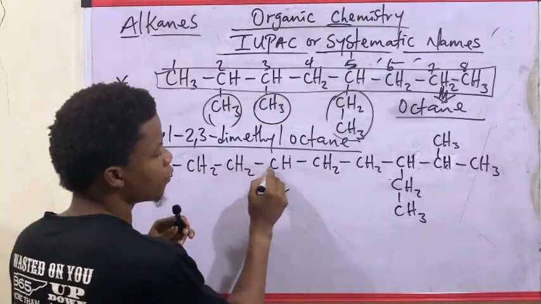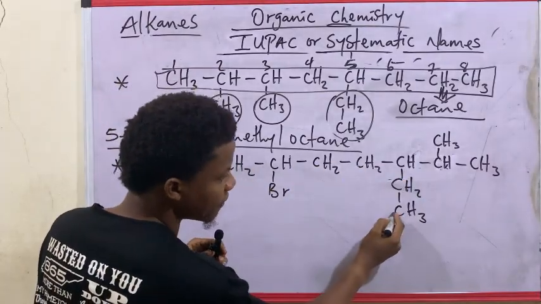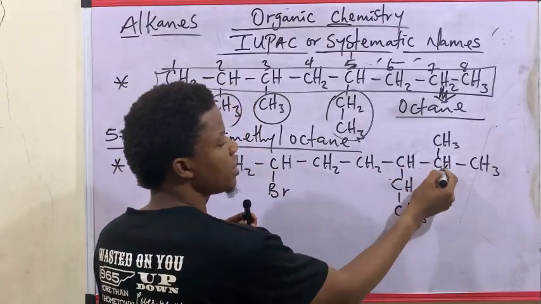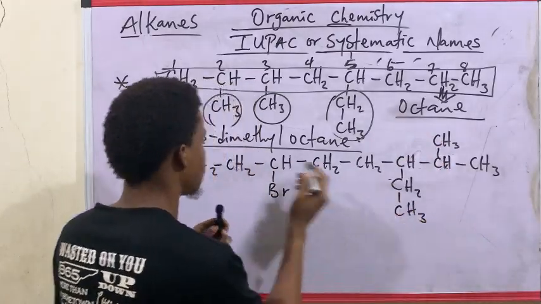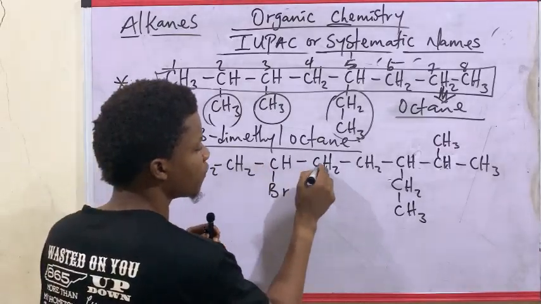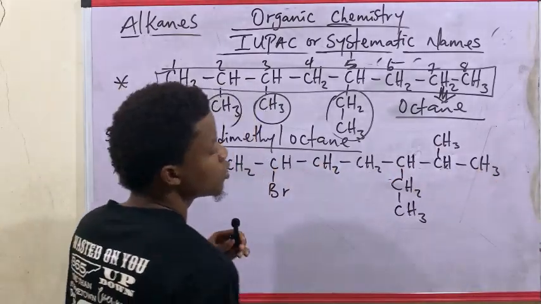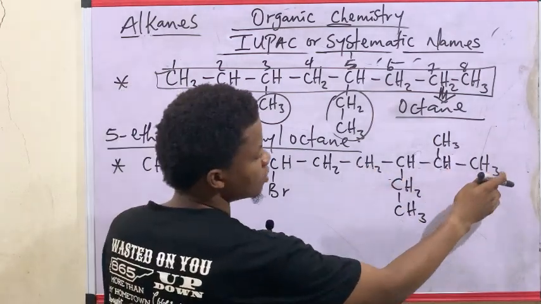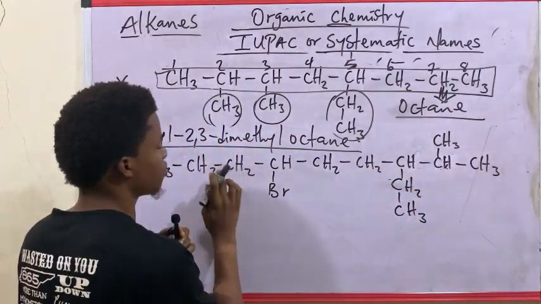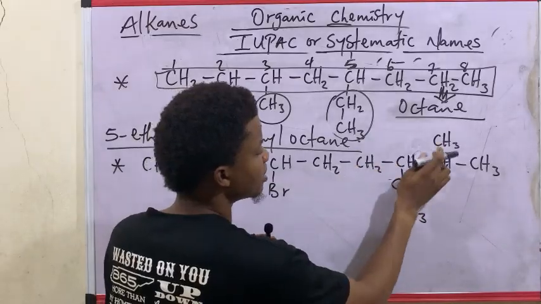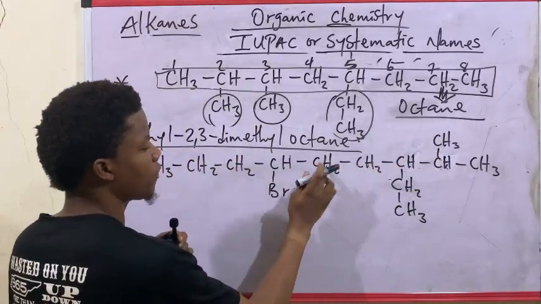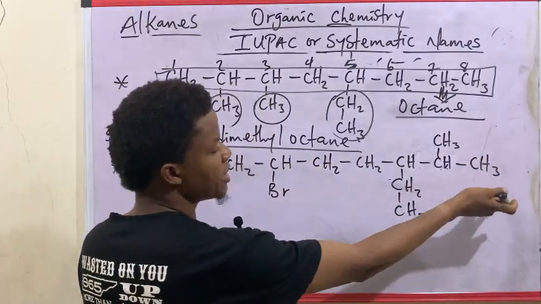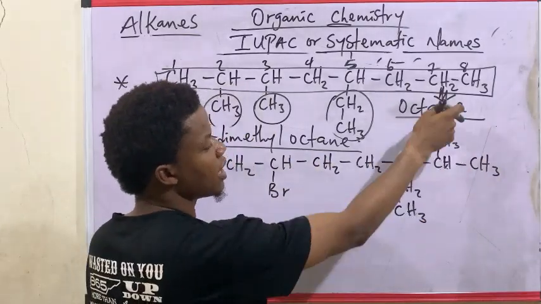So now let's count. 1, 2, 3, 4, 5, 6, 7, 8, 9. If we follow this pattern, we get 9. If we follow this other pattern, we also get 9. So in any direction, if you take it like this, we get 9. Take it like this, we get 9.